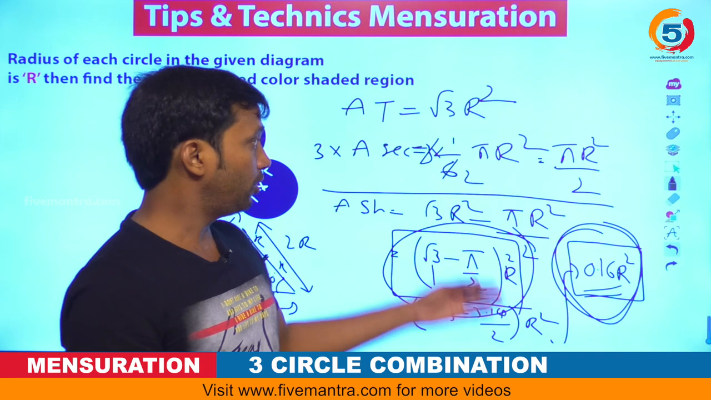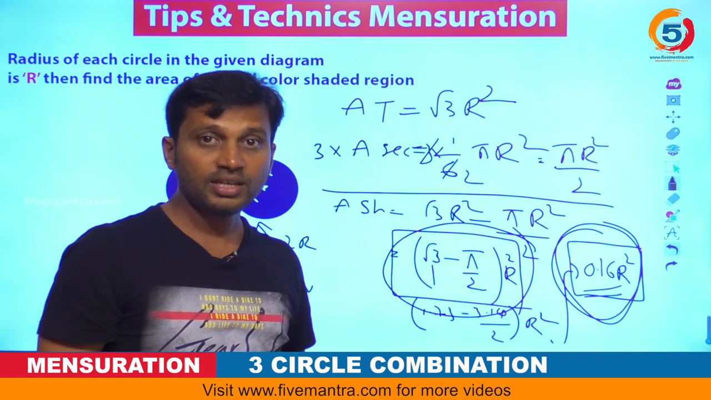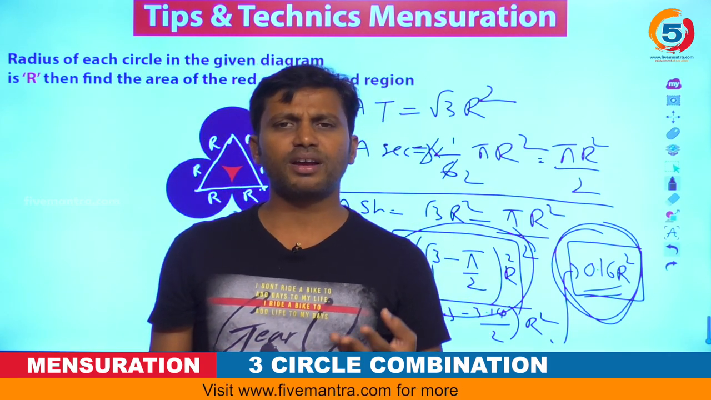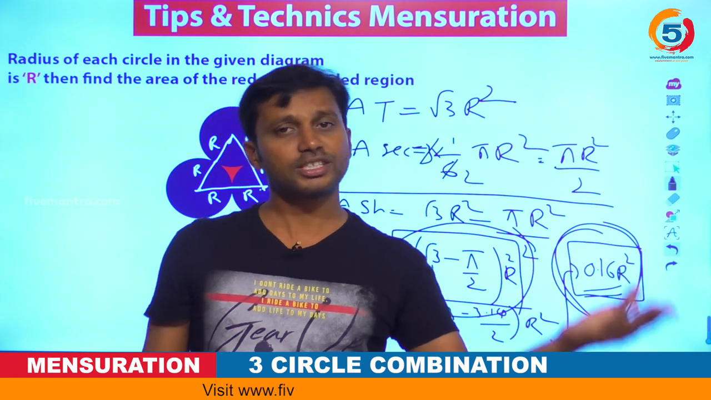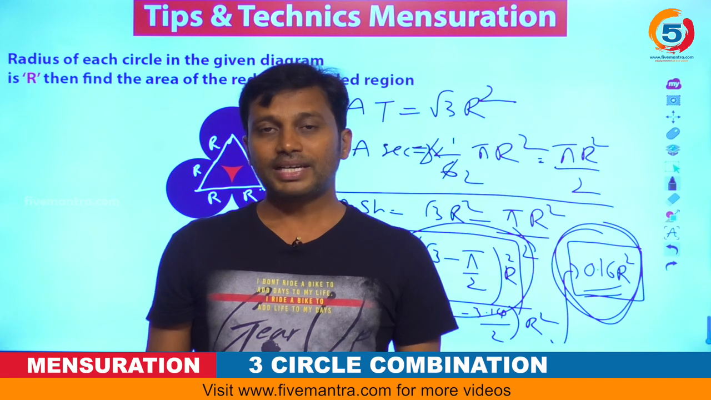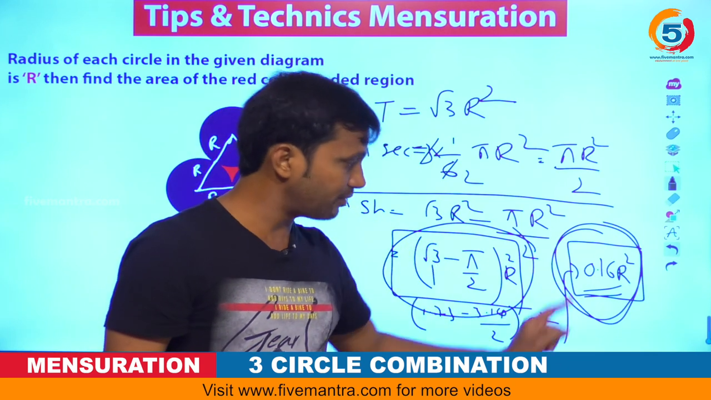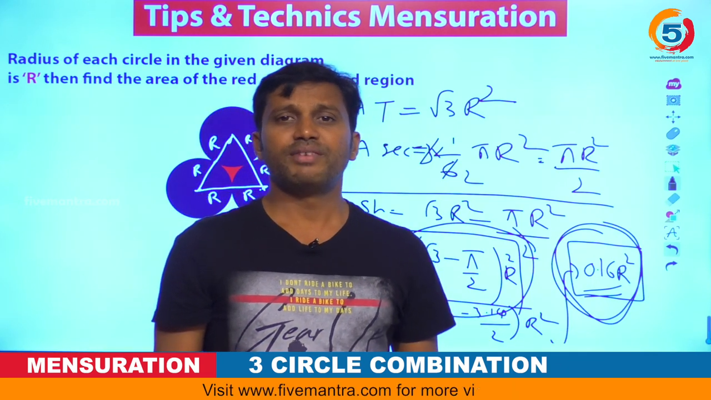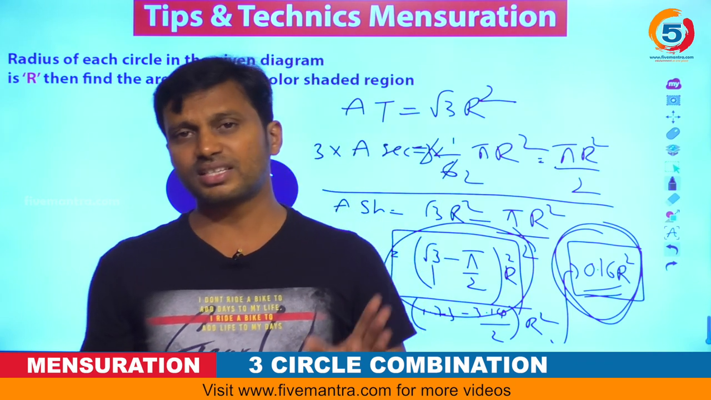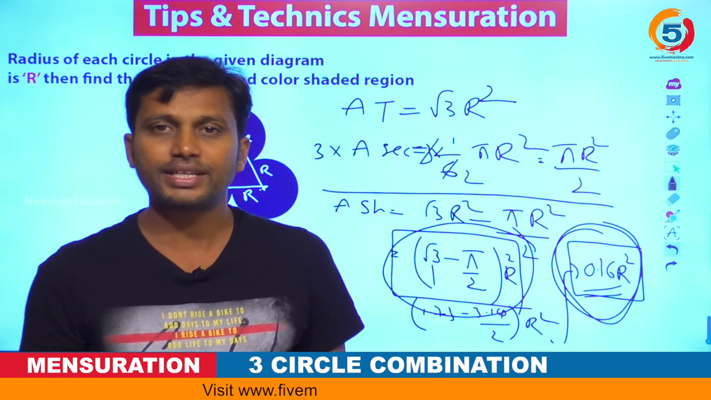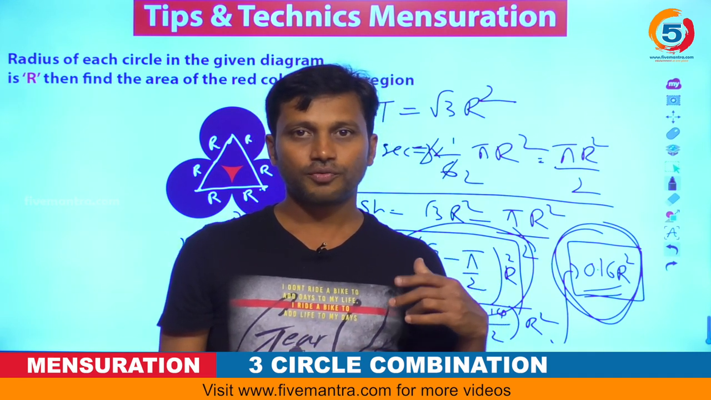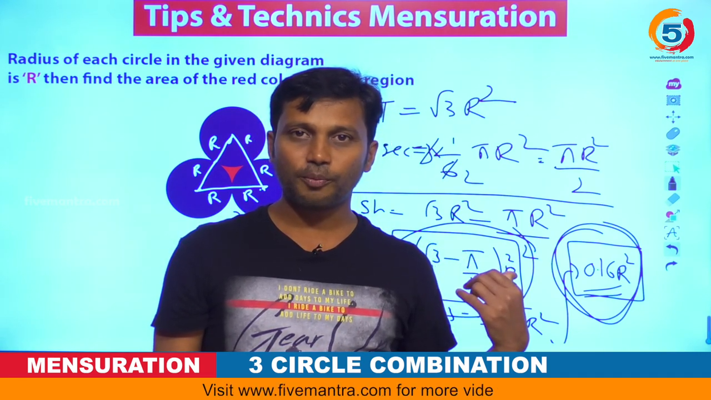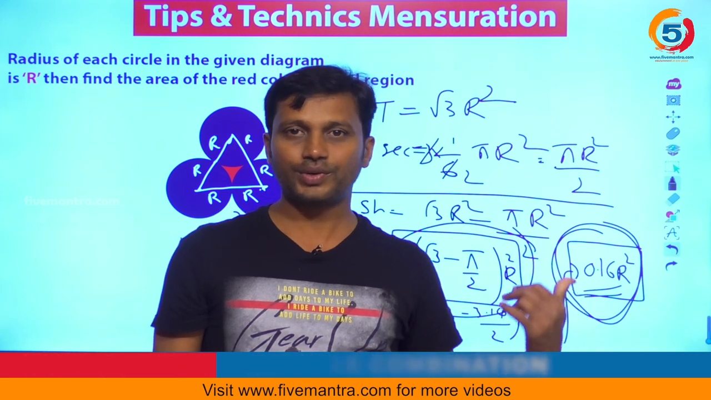Why? Because if you go through this whole process, it will take a minimum of 5 to 6 minutes. Even for non-math students, it will take more than 7 or 8 minutes. But if you apply this final technique of 0.16 r square, within a fraction of a second, less than 5 seconds, you get the answer, if you are good at calculation. Hope you guys understood this. So finally, your shortcut is 0.16 r square.